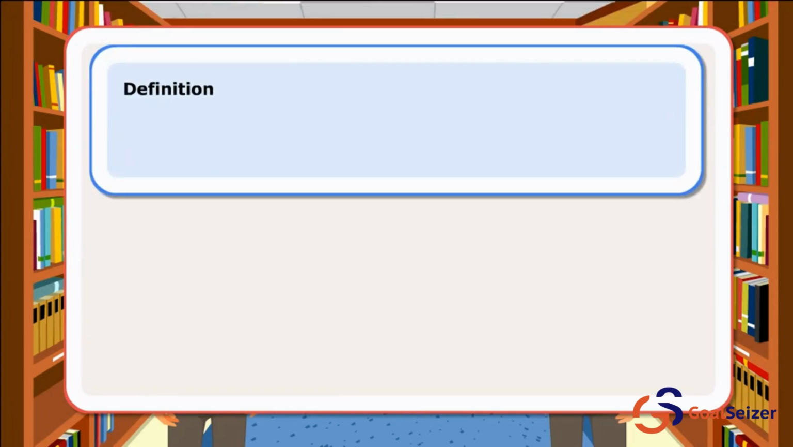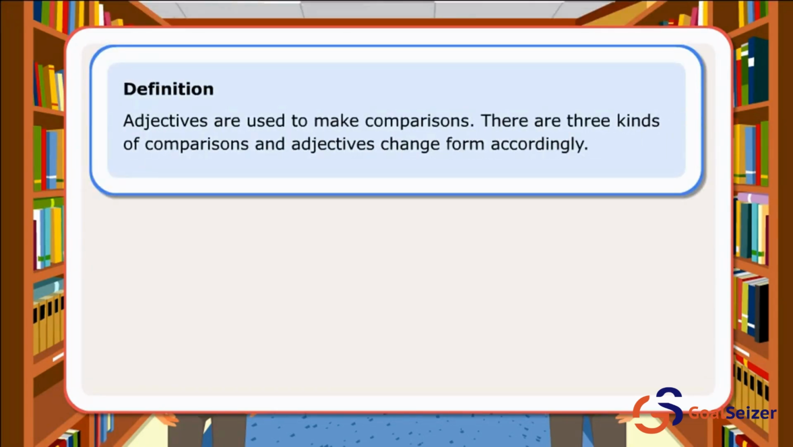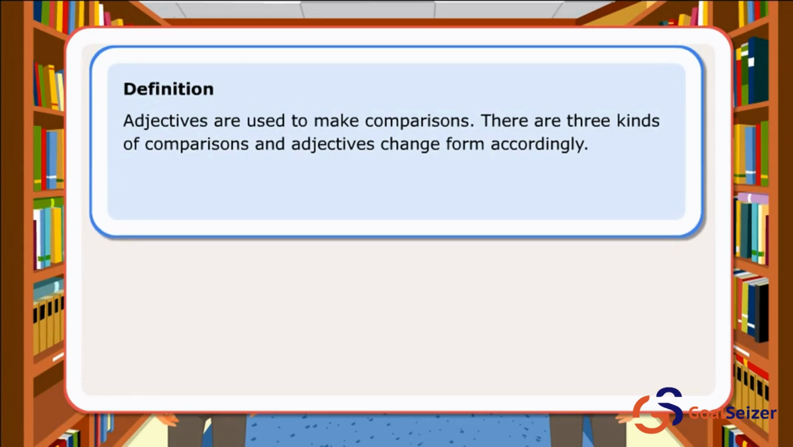Definition: adjectives are used to make comparisons. There are three kinds of comparisons, and adjectives change form accordingly.